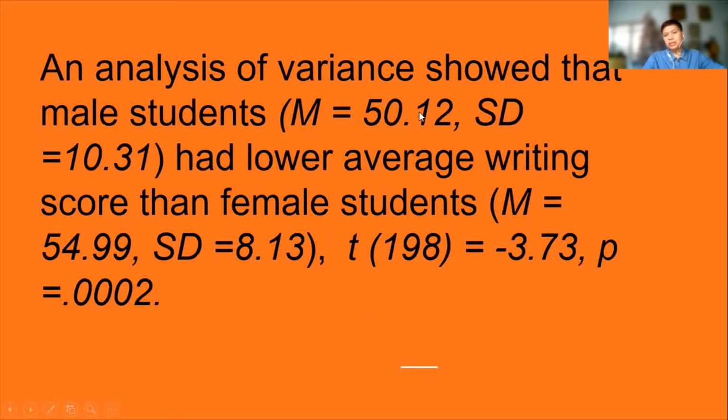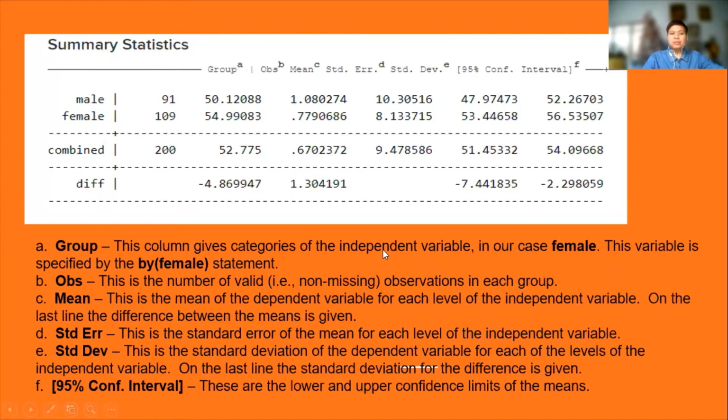And how did we interpret the results? It says here that an analysis of variance showed that the male students had a lower average writing score than the female students. The mean is 54.99. Standard deviation is 8.13. Disclose the p-value with the degree of freedom, and the p-value is 0.0002, which is less than 0.05. Okay, so that is our review of the t-test.